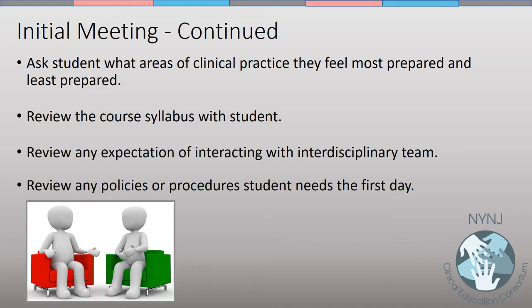Review any expectations of interacting with members of your interdisciplinary team and any individual nuances of particular staff that may ease your student's transition when dealing with them. Review any policies or procedures the student needs the first day or first week. Reviewing all policies and procedures the first day may be overwhelming to the student, and likely they wouldn't remember it. Try to focus on those that are needed the first day or week, such as where to park, where to store personal belongings, work hours, lunch break schedule, ID badge, and emergency procedures.